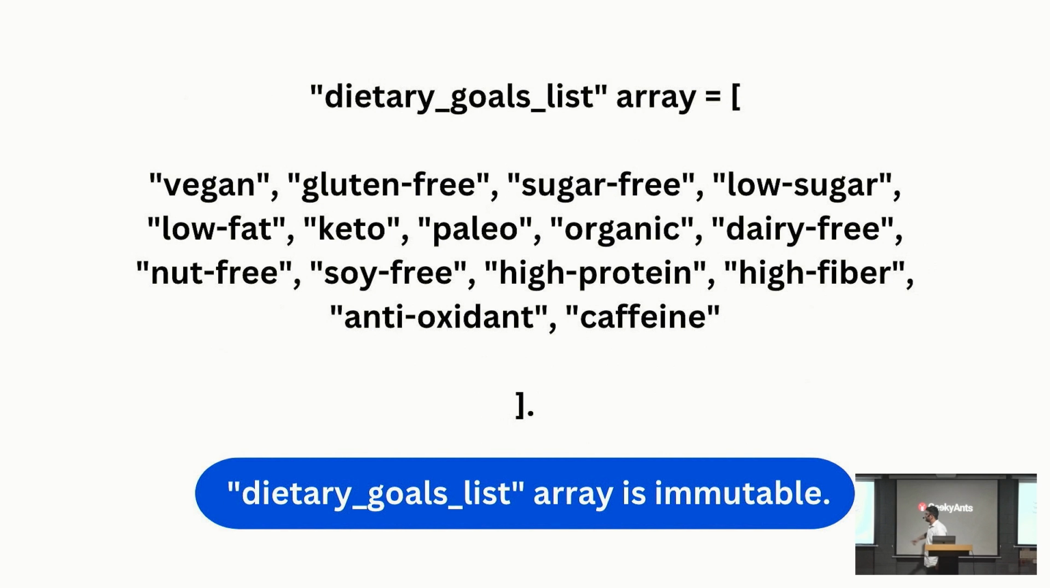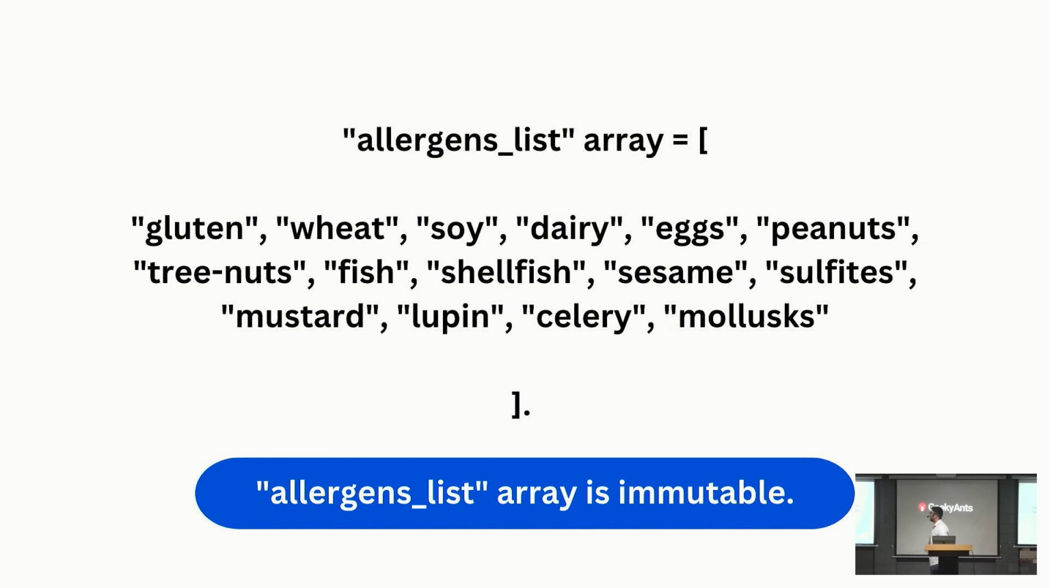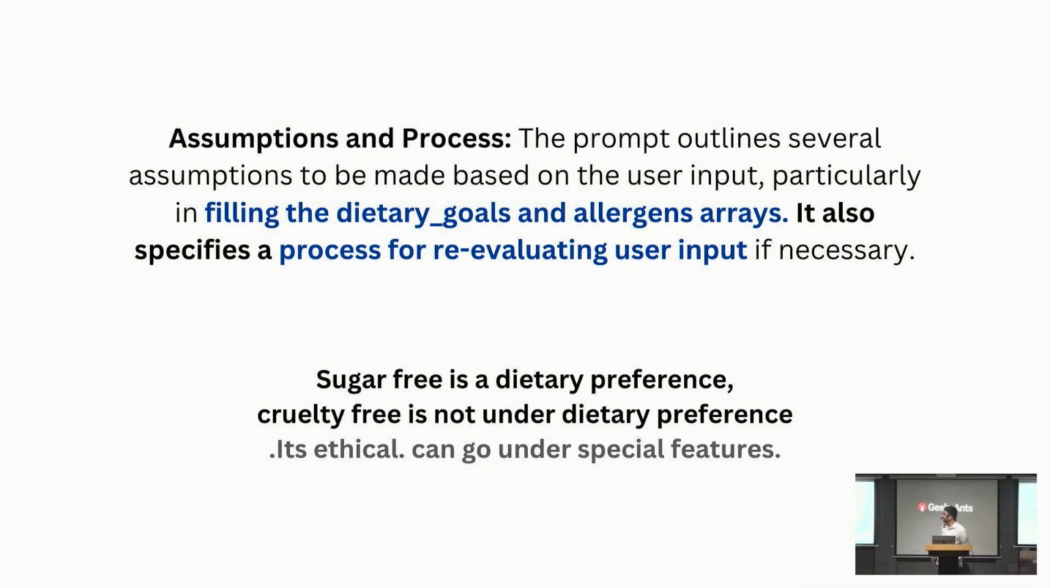With special focus on gluten free, sugar free, nut free, soy free. I'll show you something funny later. But yeah, these are the goals which it has to pick from. Also, there is a list of allergens it has to pick from. These are a fixed list of allergens the product could be filtered on. But yeah, now this is the process.